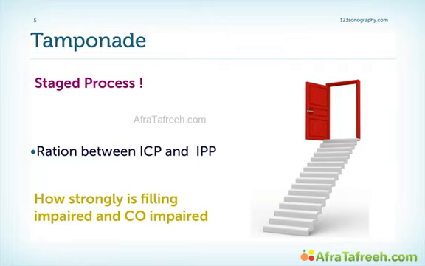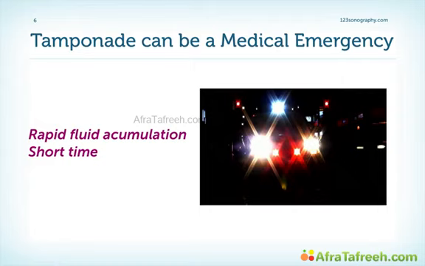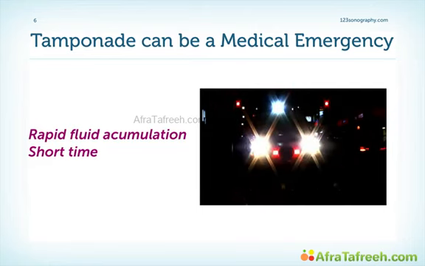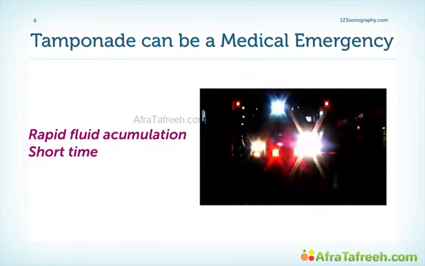In general, it is a question of how strongly diastolic filling is impaired and how strongly cardiac output is therefore impaired. If cardiac output drops significantly, we have cardiogenic shock, a medical emergency which must be treated urgently. But cardiac output usually only drops significantly if we have rapid fluid accumulation within a short time. Otherwise, the pericardium is able to adapt to the fluid accumulation within the pericardial sac and it can expand.